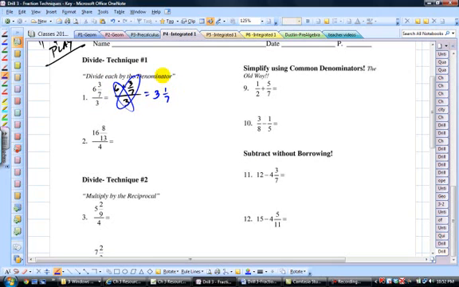Is that true? Well, excuse me, not 3. That's a silly mistake. 6 divided by 3 to get 2, excuse me, and 3/7 divided by 3 to get 1/7. Okay, why is that true? Well, 3 times 2 is 6, and 3 times 1/7 is 3/7.